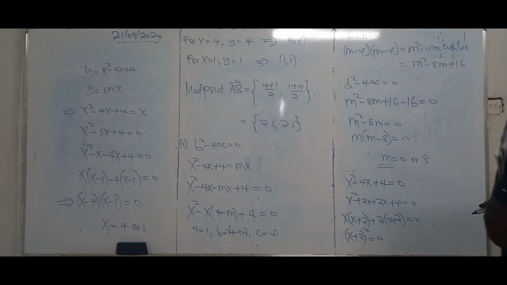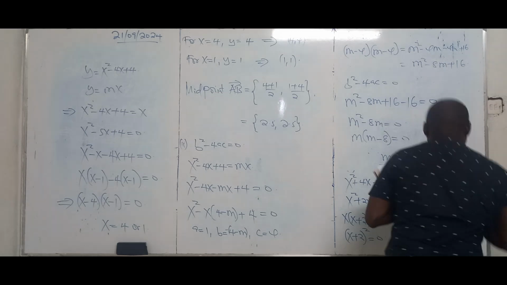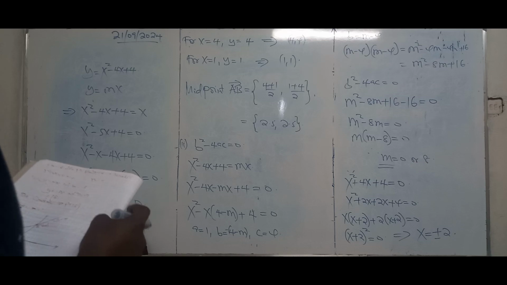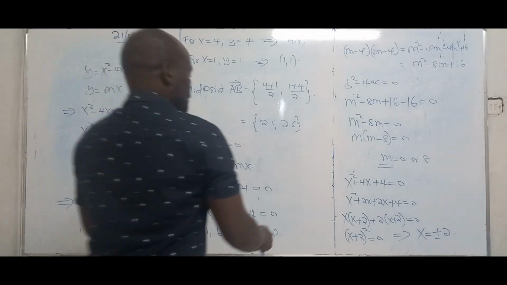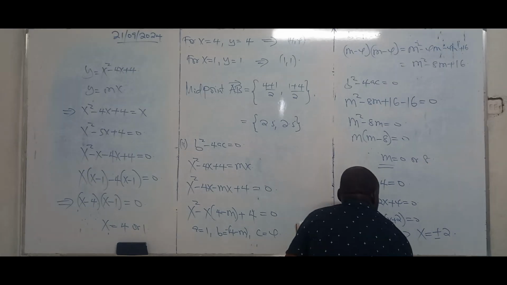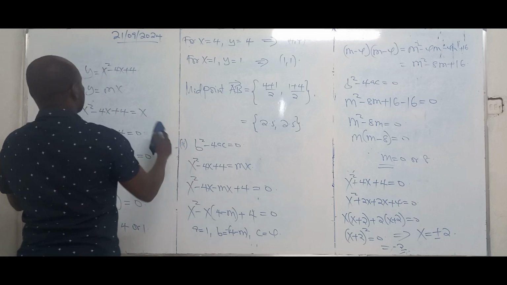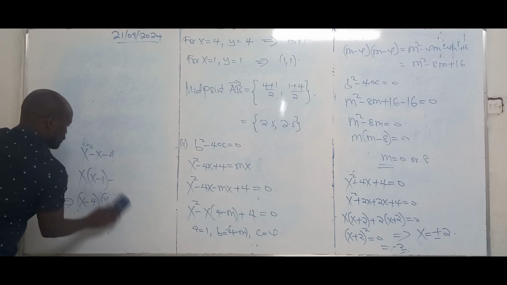Implying that x is plus or minus 2. So the case that we take is minus 2, because if I get the square root here and the square root there, that will be x plus 2 is equal to 0, in which case I get minus 2 as the value of x. The value of x is minus 2.